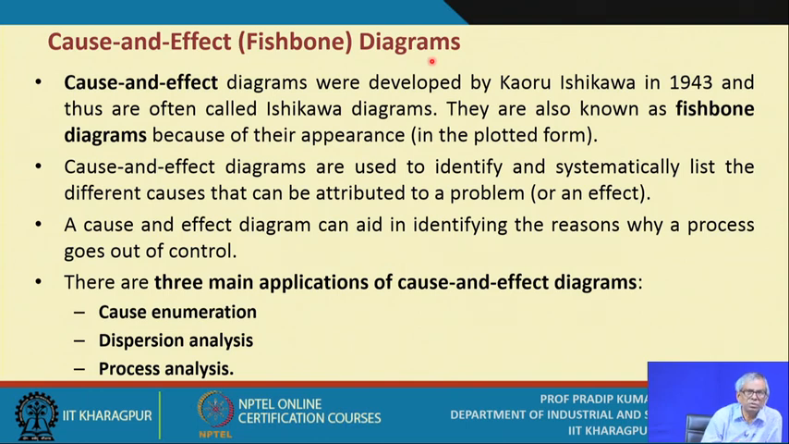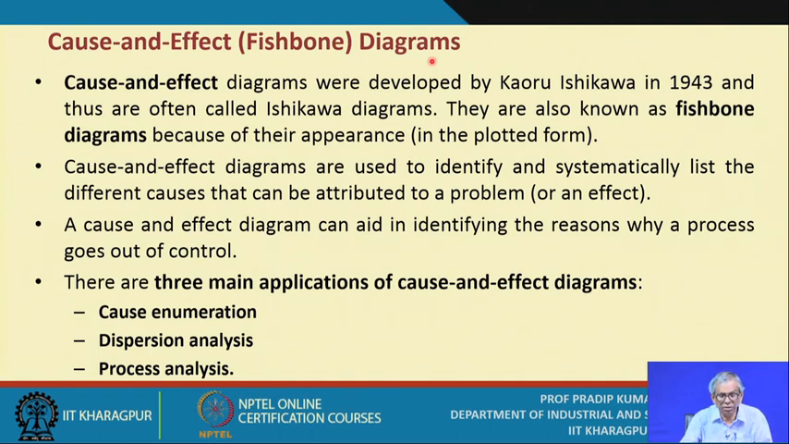Is it okay? So the causes lead to a situation. The causes must be identified and linked to the particular unfavorable, undesirable condition, sometimes referred to as a problem or a state of the system not acceptable to you. Cause and effect diagrams were developed by Kaoru Ishikawa in 1943, and that's why they are often called Ishikawa diagrams. They are also known as fishbone diagrams because of their appearance in the plotted form.